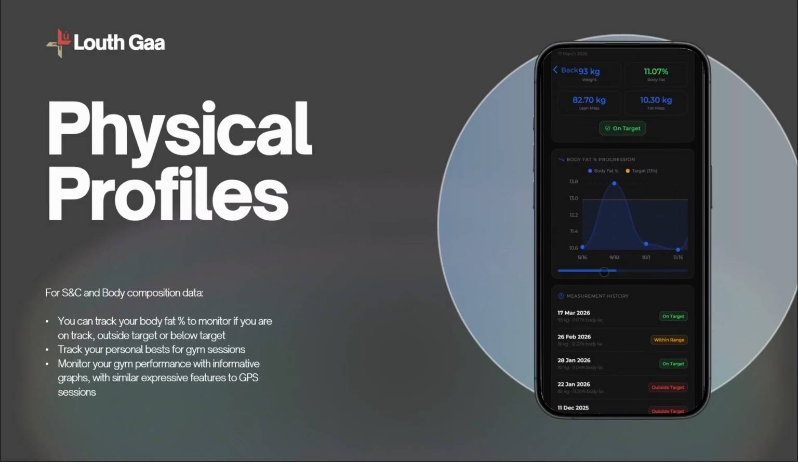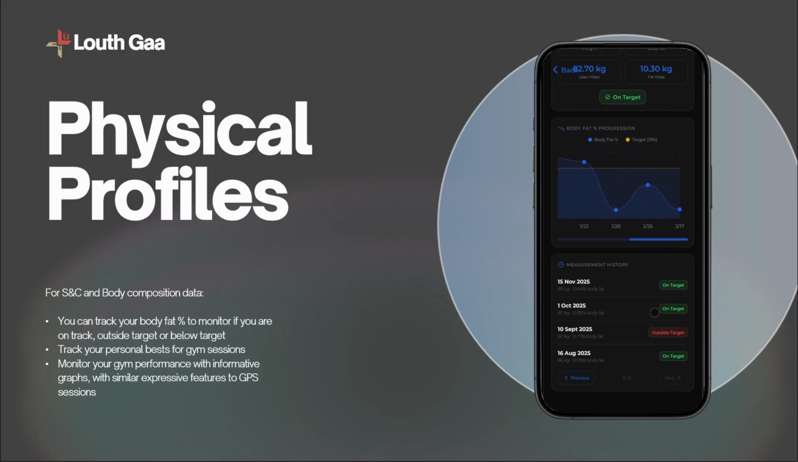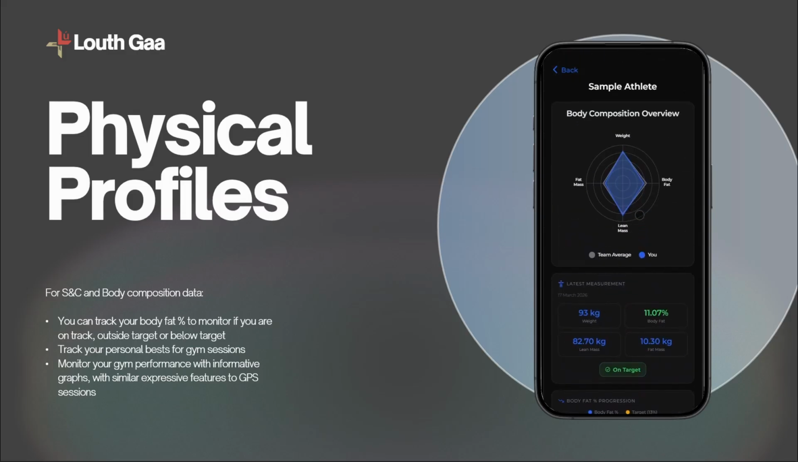Below that, there's a progression chart showing how your body fat percentage has been trending over time, with the target line sitting at 13%, so you can see exactly where you need to be and how close you are.